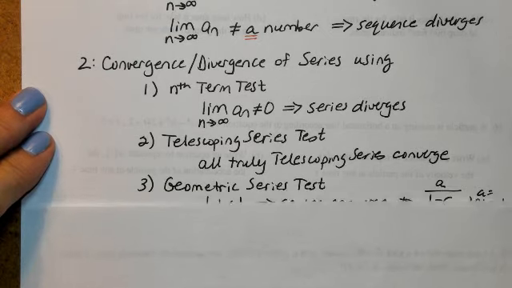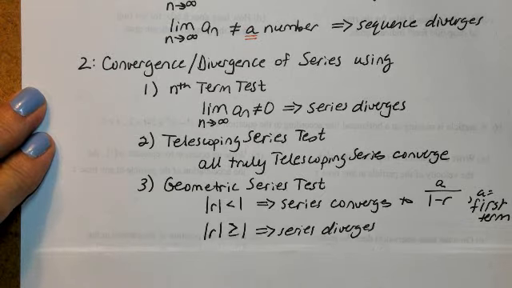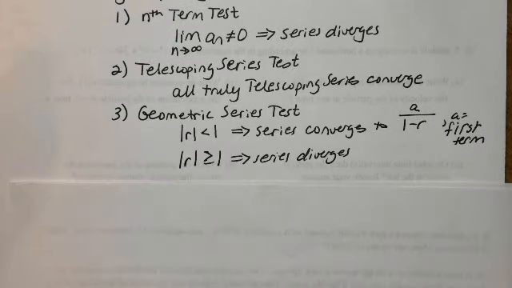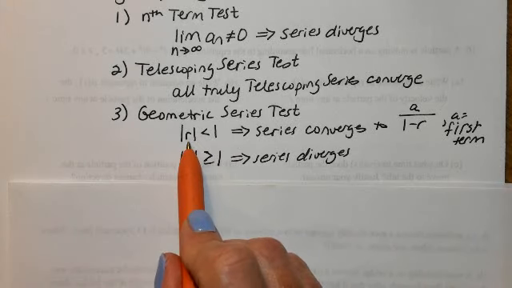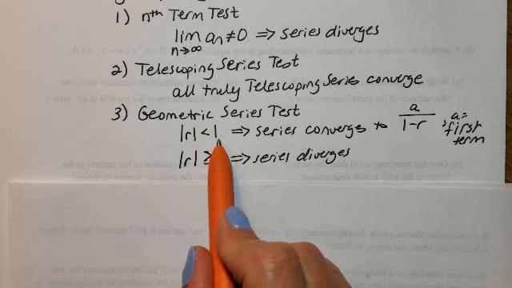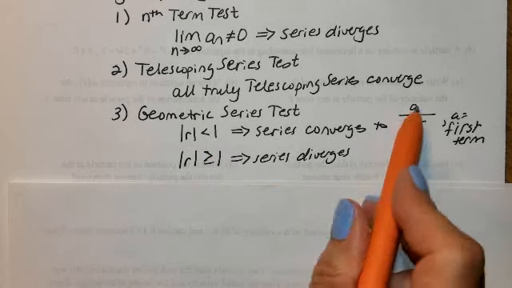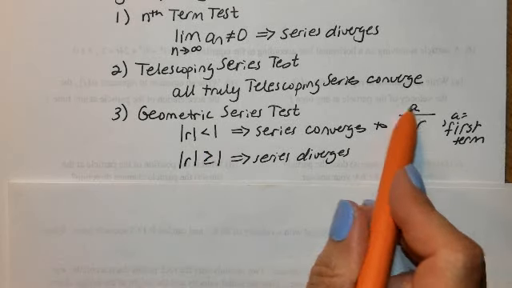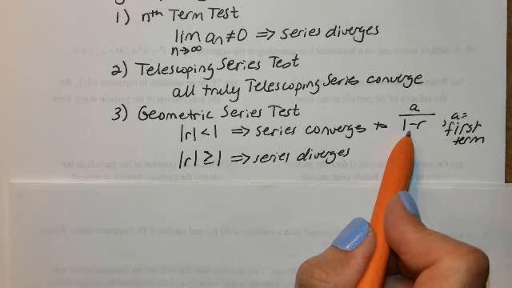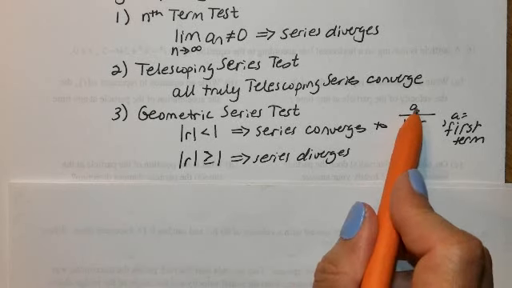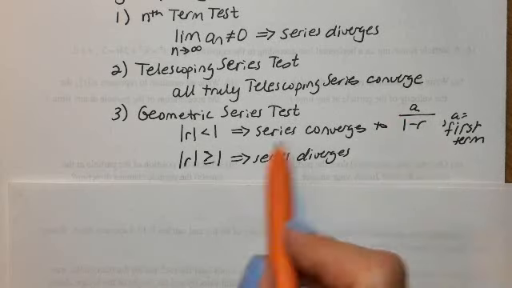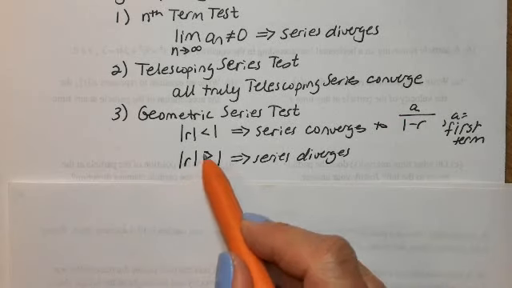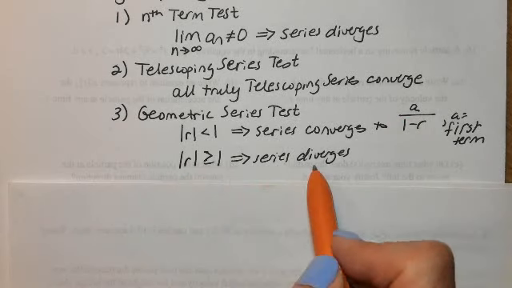Okay? And then we did the geometric series test. For a geometric series, we find what the common ratio is. If the absolute value of r is less than 1, then the series converges to this, so we can tell what the series converges to, where this top value is the first term of the series. And if the absolute value of r is greater than or equal to 1, then the series diverges.